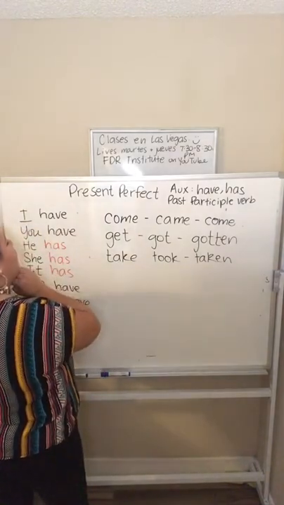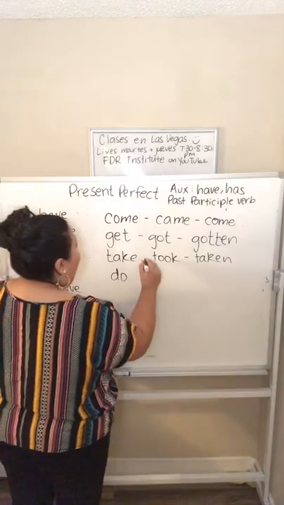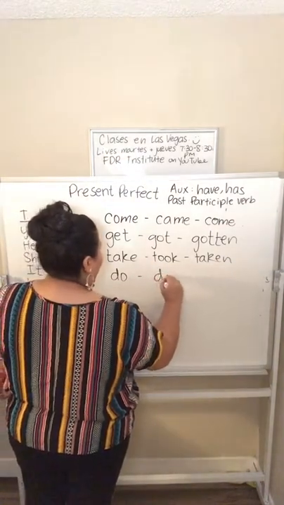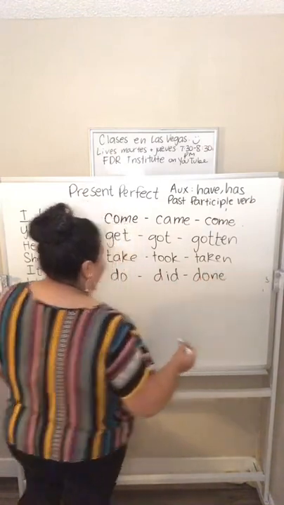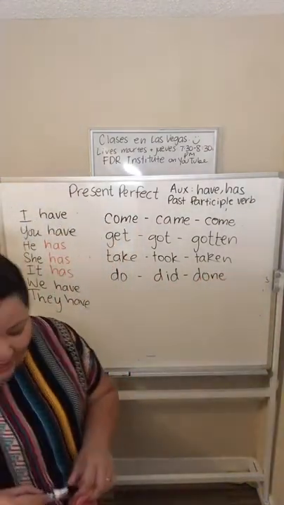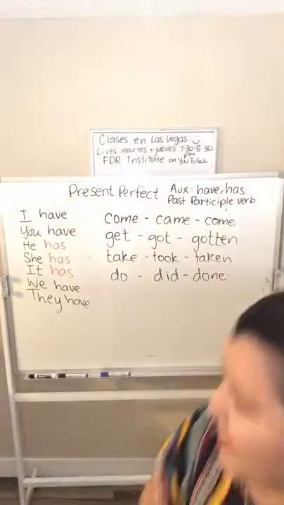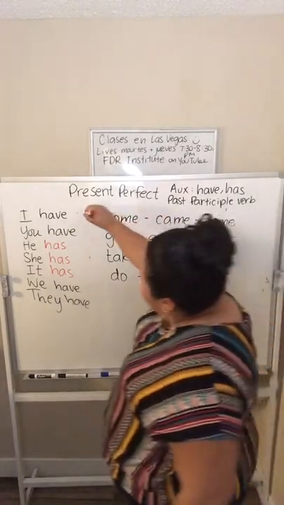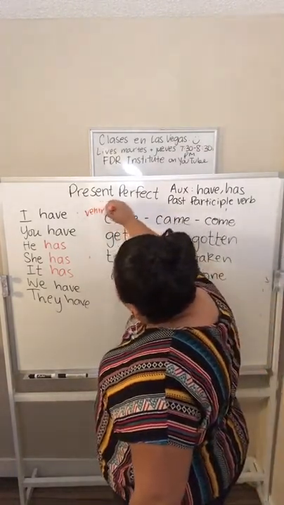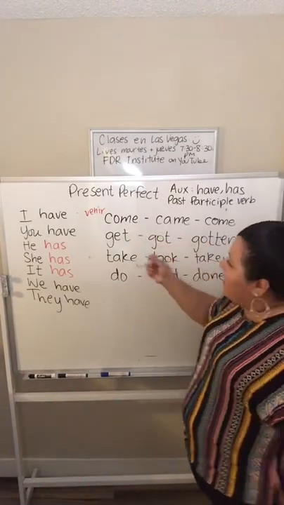Let's do one more. Oh, of course, do. Did, and done. Do, did, and done. All right, so let's get to it. These verbs are irregular too. So let's say come es venir. Ya está conjugado, ¿no? So I come, yo vengo, you come, we come, they come.